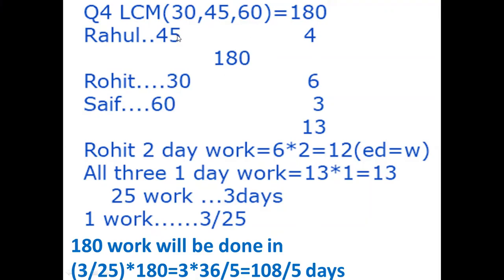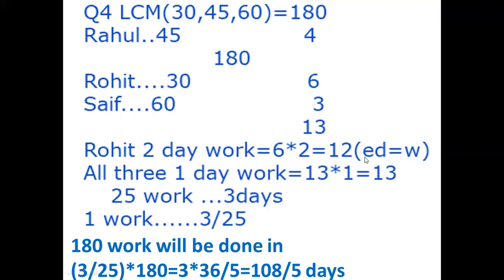Divide 180 by 45, you're getting 4. Divide 180 by 30, you're getting 6. Divide 180 by 60, you're getting 3. So this is total efficiency. So first of all, find how much work is done by Rohit in 2 days. Rohit's 2-day work will be 6 into 2, 12. And all three's 1-day work will be 13. Why 13? Because this 13 is the sum of the efficiency.